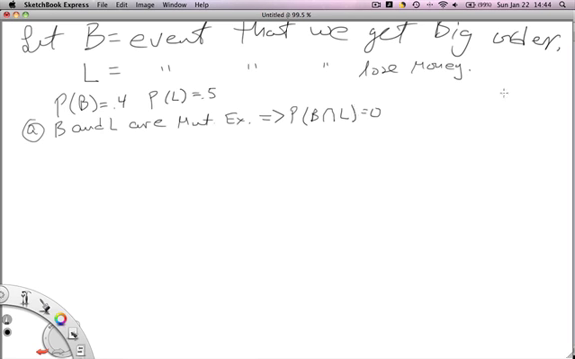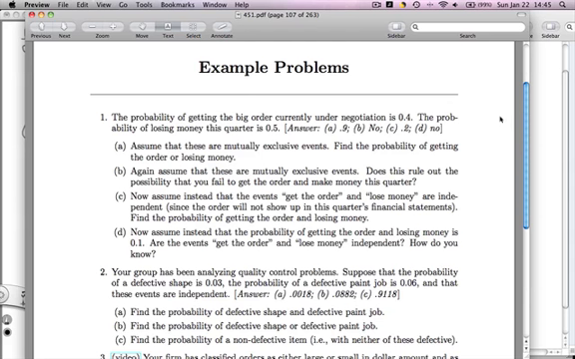Now, let's go draw this. Here is the sample space. Remember that a sample space has an area of 1, so these things all have to add up to 1. Somewhere out here is an event B, which is 0.4. Somewhere over here is an event L, which has probability 0.5. So that's the picture of our sample space. Let's go back and read exactly what we have to find: the probability of getting the order or losing money.